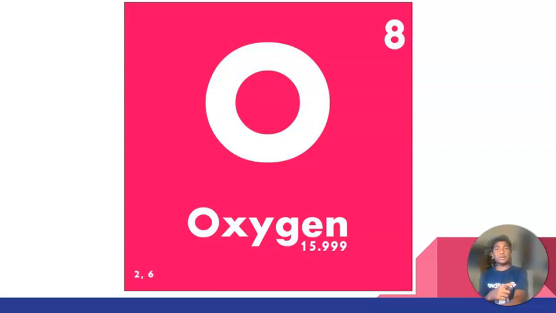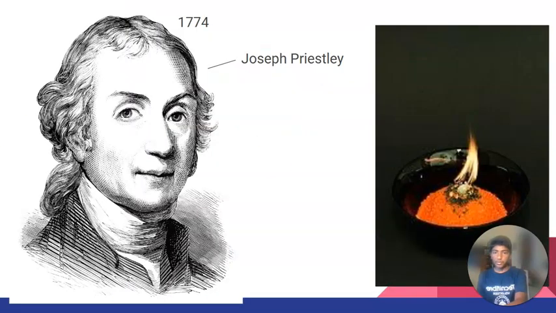Now to the history part of the element. Oxygen was first discovered by Joseph Priestley in 1774. He discovered oxygen by thermal decomposition of mercuric oxide. You might be wondering, what the heck does thermal decomposition mean? Don't worry, I will explain. Thermal decomposition is a chemical reaction that breaks down a compound when it is heated.